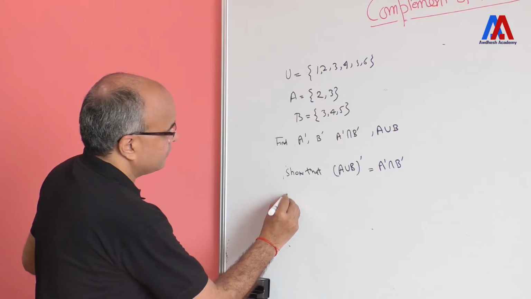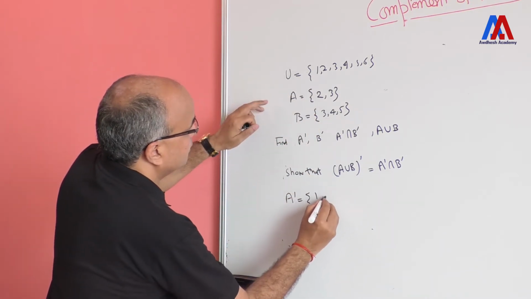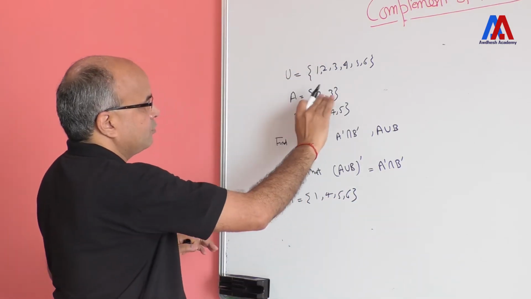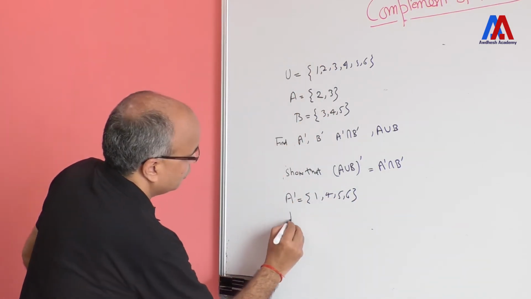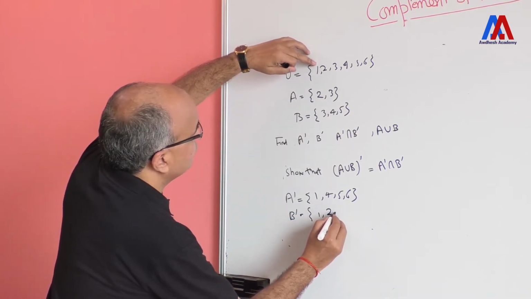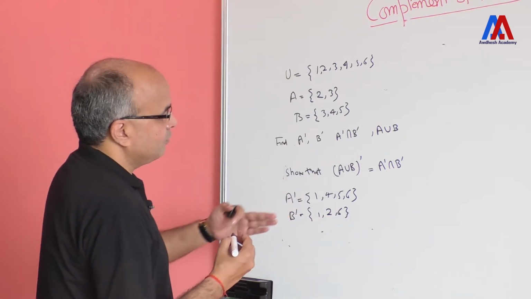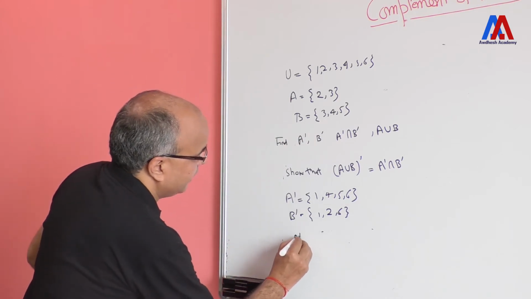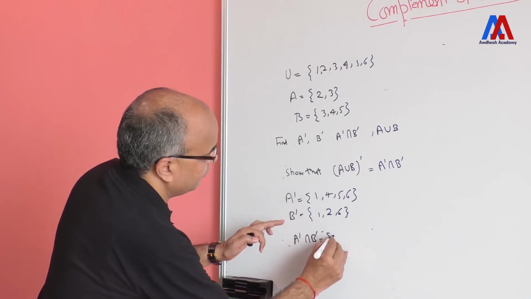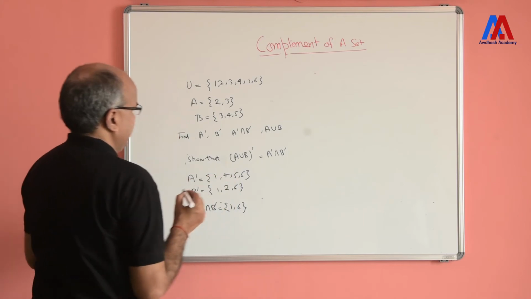Now A dash, as we know, is equal to 1, 4, 5 and 6. That is, we remove the members 2, 3 and we get A dash. B dash is equal to 1, 2 and 6. Now let us find the value of A dash intersection B dash. Here we can see the common elements: 1 is common and 6 is common. So this is the value of A dash intersection B dash.